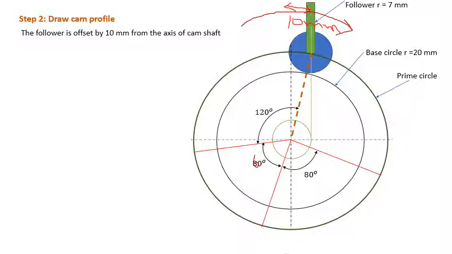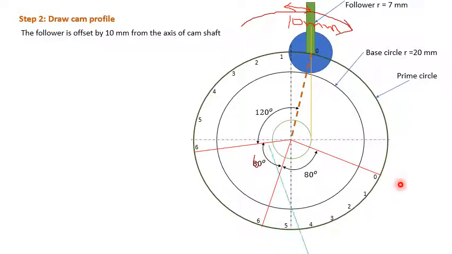So once you split this circle into different strokes, that is out stroke, first dwell and return stroke, then we have to divide the out stroke and return stroke into 6 equal parts. While dividing, don't divide the base circle, because the base circle is not the reference for us, the prime circle is the reference. So divide the prime circle into 6 equal parts. Similarly for the return stroke, divide this 80 degree into 6 equal parts.